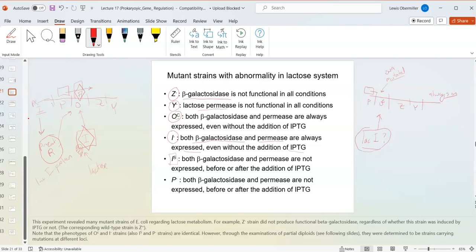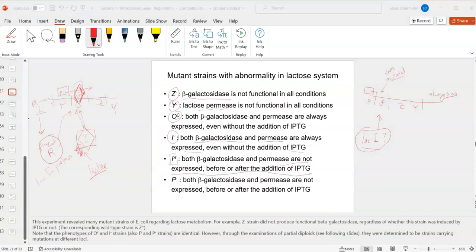So lac I is going to block the RNA polymerase. Now, in a super repressor, the lactose cannot bind to lac I. And because it can never bind to it, it can never prevent it from blocking the promoter. So lac I is always here, regardless of whether lactose is present, because lactose cannot bind to it. And that means that it's always going to shut this down.